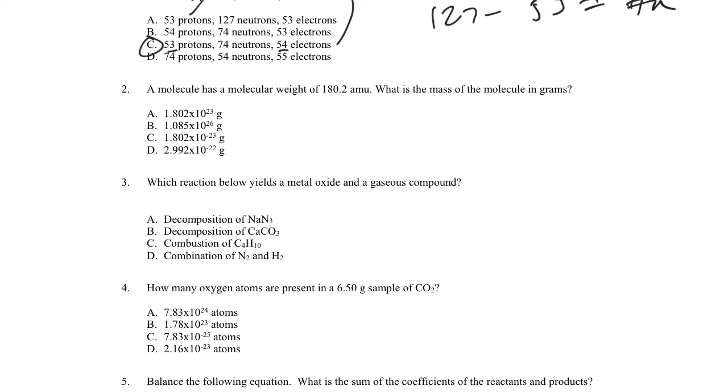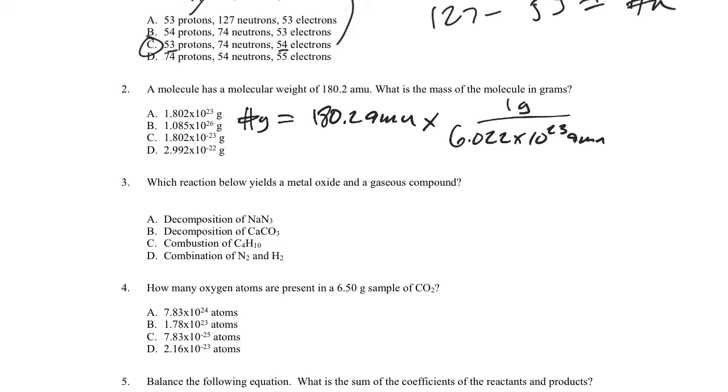A molecule has a molecular weight of 180.2 AMU. What is the mass of the molecule in grams? Okay, so the number of grams would equal 180.2 AMU. And the conversion is just there's an Avogadro's number of AMU in 1 gram. I hope this is something that we know and understand and can use in problems like this one. It's a very easy conversion. It gives us a very small mass in grams, as we would expect for a single molecule. So 180.2 divided by 6.022 times 10 to the 23 is 2.992 times 10 to the minus 22 grams.